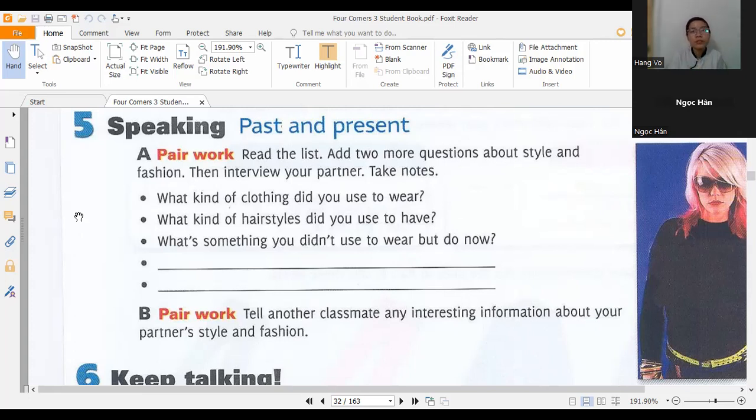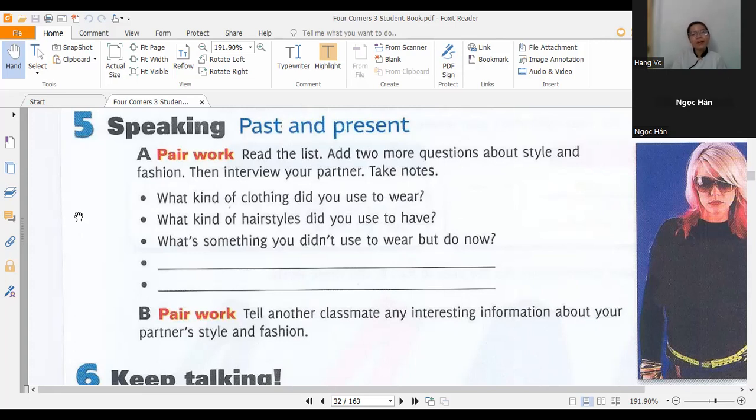Okay, now it's my time to interview you. What kind of hairstyles did you used to have? I used to have long black hair. I want to trải nghiệm, experience new hair. So I cut a little hair and dye it. Oh, what color did you dye? I used my natural color. It's brown. So how did you feel after you dyed your hair brown? I like my hairstyle now. Yeah, I'm glad you like it.